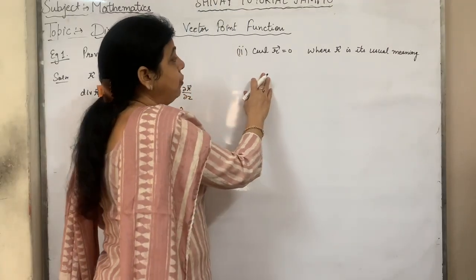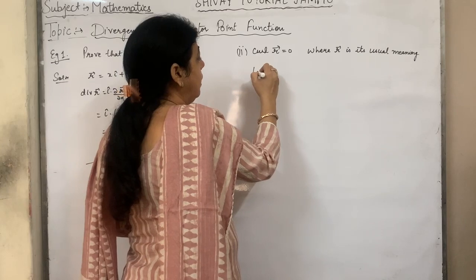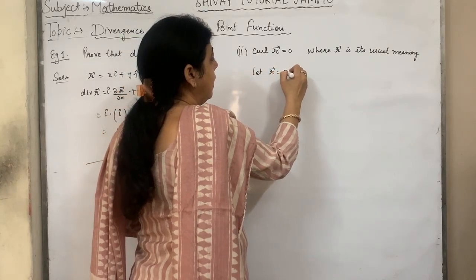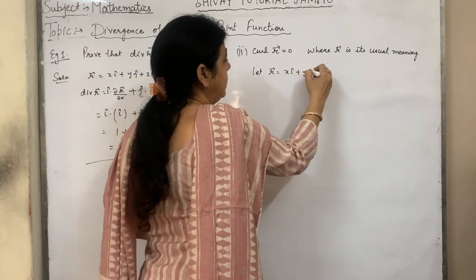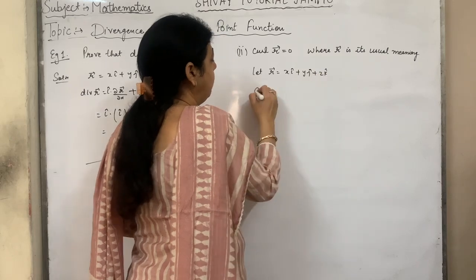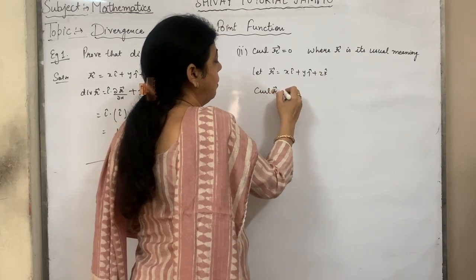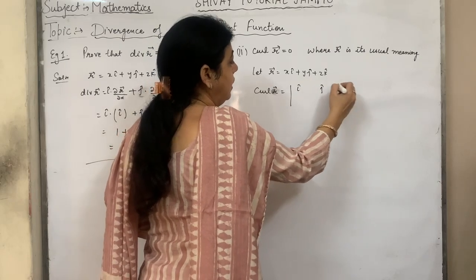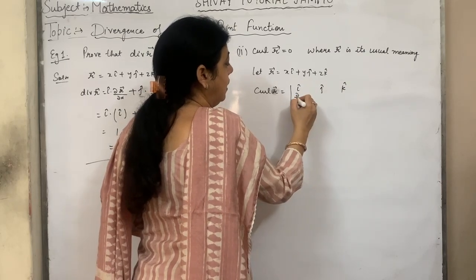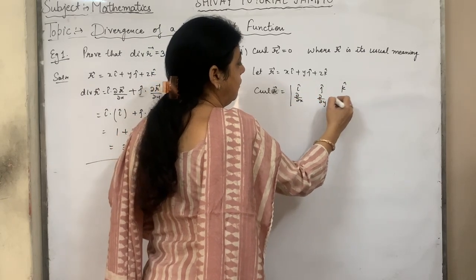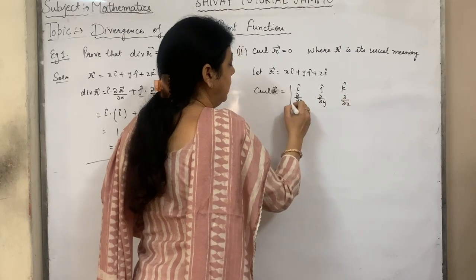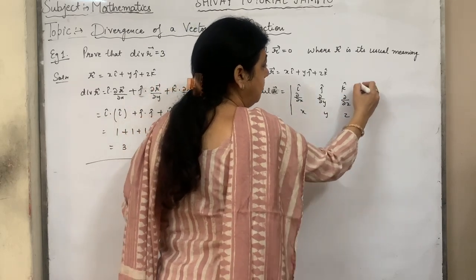Next, we have to prove that curl of r is 0. Let r vector be xi + yj + zk. How can we find the curl of r? There is a formula, the determinant method: i, j, k, ∂/∂x, ∂/∂y, ∂/∂z, with x, y and z.